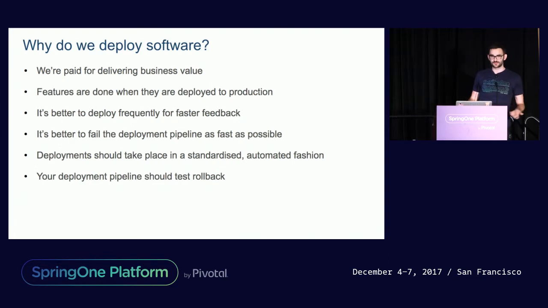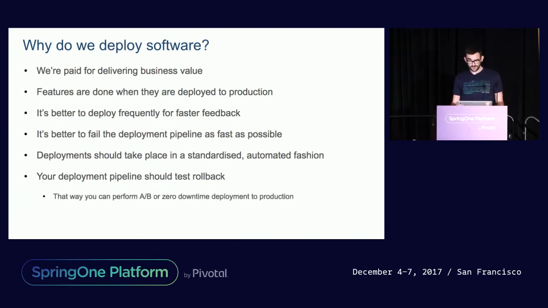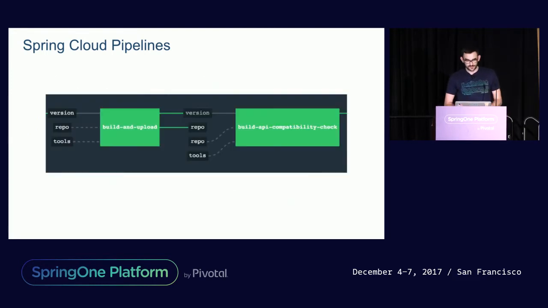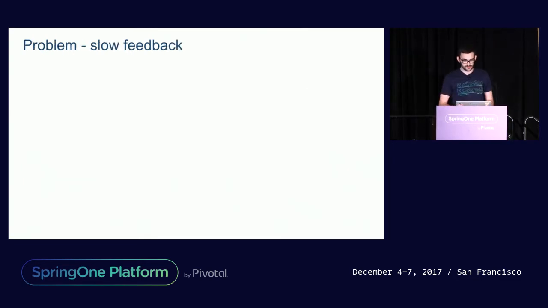And your deployment pipeline should test rollback. Because if it does, we can do A/B or zero downtime deployment. So how does Spring Cloud Pipelines help us with this section? So deploying frequently and failing as fast as possible. These are the two steps of the pipeline: build and upload, and build API compatibility check.